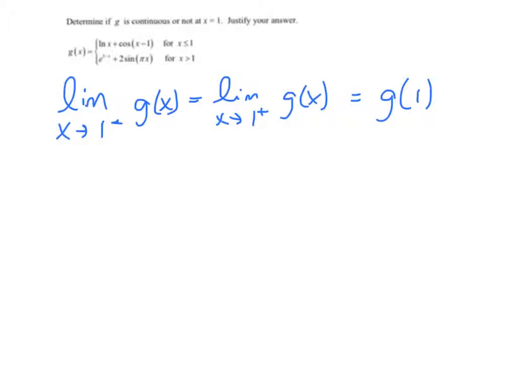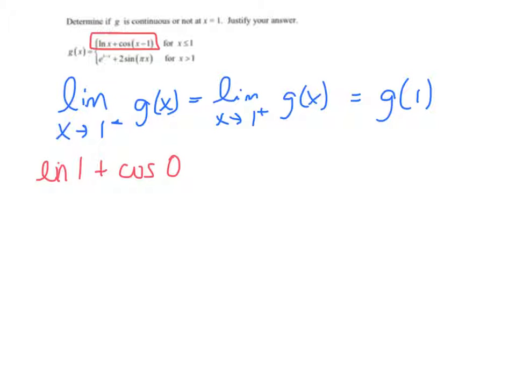Okay, so we're going to evaluate each of these pieces, and we're not going to be freaked out by the fact that we have some natural logs and some trig functions and some exponential e-based functions, okay? So we're going to first do x from the left, which of course means that x is less than 1. So we're going to plug in 1 into this first top expression. So natural log of 1 plus cosine of 1 minus 1, so cosine of 0.